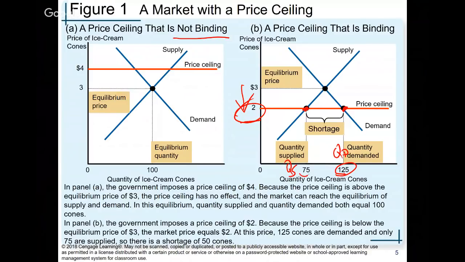So we want to buy 125 units. Companies only produce 75 units, then we're short, right? We don't have enough for all the quantity demanded. And this shortage is called a shortage. So when you have a binding price ceiling, the result is that you have a shortage for the economy. Okay, so non-binding, nothing happens. When you have a binding price ceiling, then this will cause a shortage in the economy.